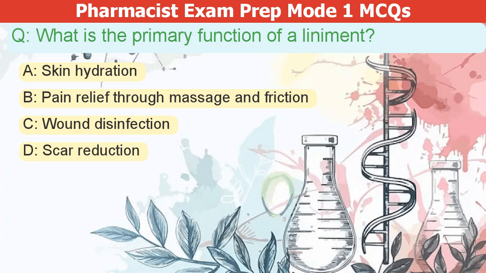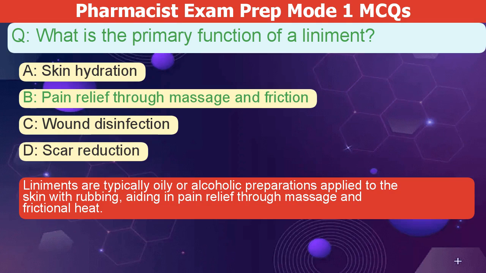What is the primary function of a liniment? A. Skin hydration. B. Pain relief through massage and friction. C. Wound disinfection. D. Scar reduction. The correct answer is B. Liniments are typically oily or alcoholic preparations applied to the skin with rubbing, aiding in pain relief through massage and frictional heat.